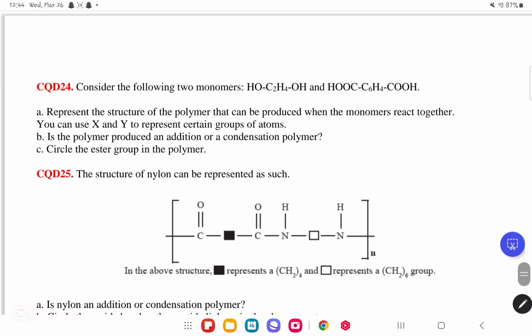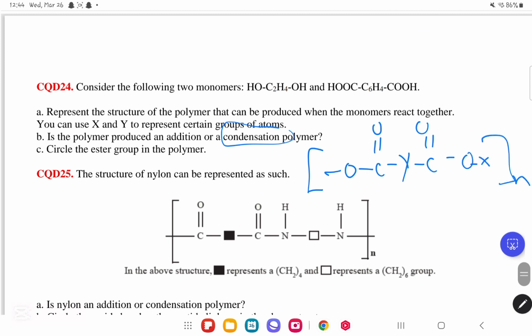Now we will move on to part B. Oh, I forgot something before: there is also 2 H2O, so H2O is left as a product. So they asked, is the polymer produced an addition or a condensation? It is a condensation because there is a loss of water, a byproduct which is water. Now they wanted us to circle the ester group in the polymer. Again, our polymer was like this: O, C double bond O, Y, C double bond O, O, X, and then n. The ester group is very simply like this.